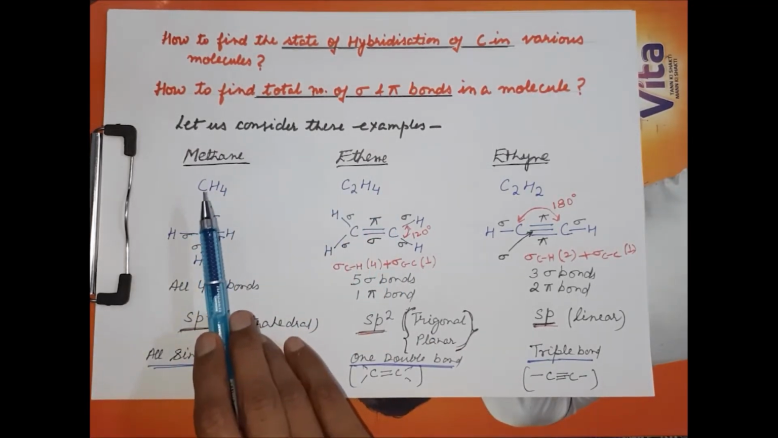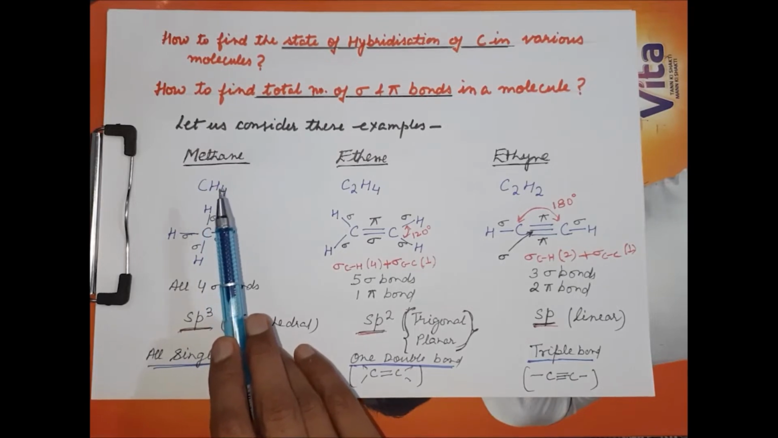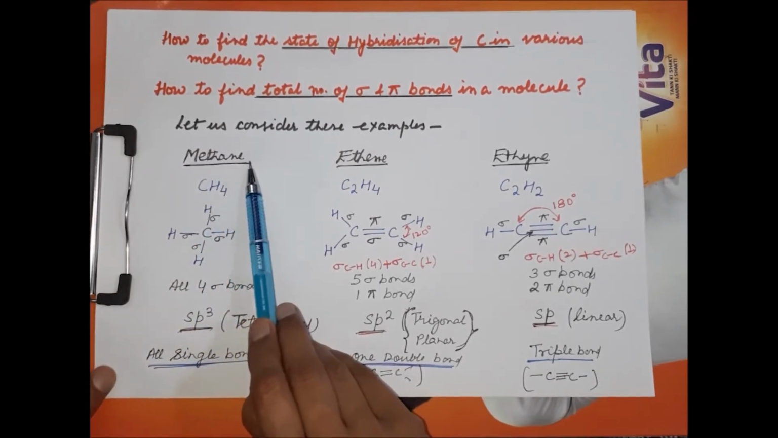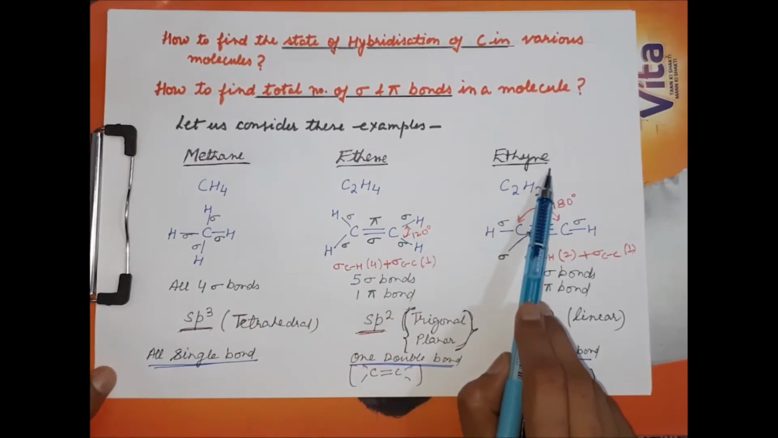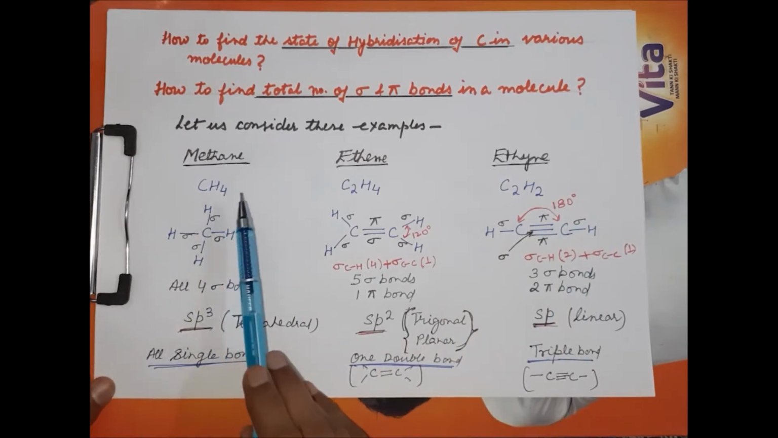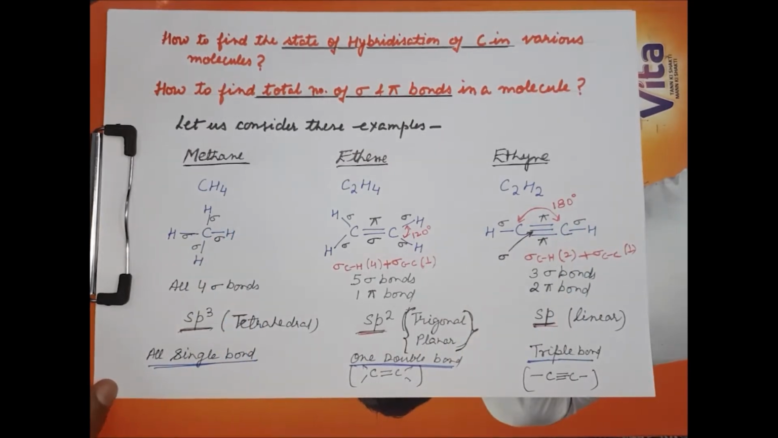These examples you must have read earlier also. I have taken these examples: methane, ethene and ethyne. These are very simple organic compounds, and I will explain them one by one.